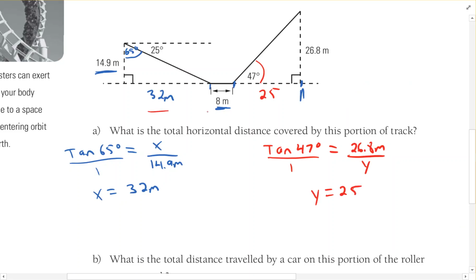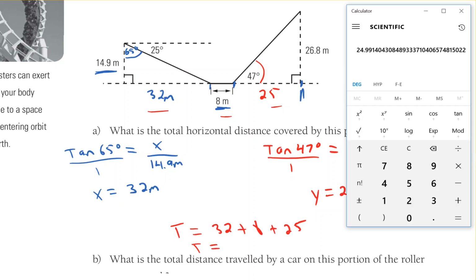And now we just need to add that and that together. So let's go the total here. Let's say t for total is equal to 32 plus 8 plus 25, which is equal to 65.